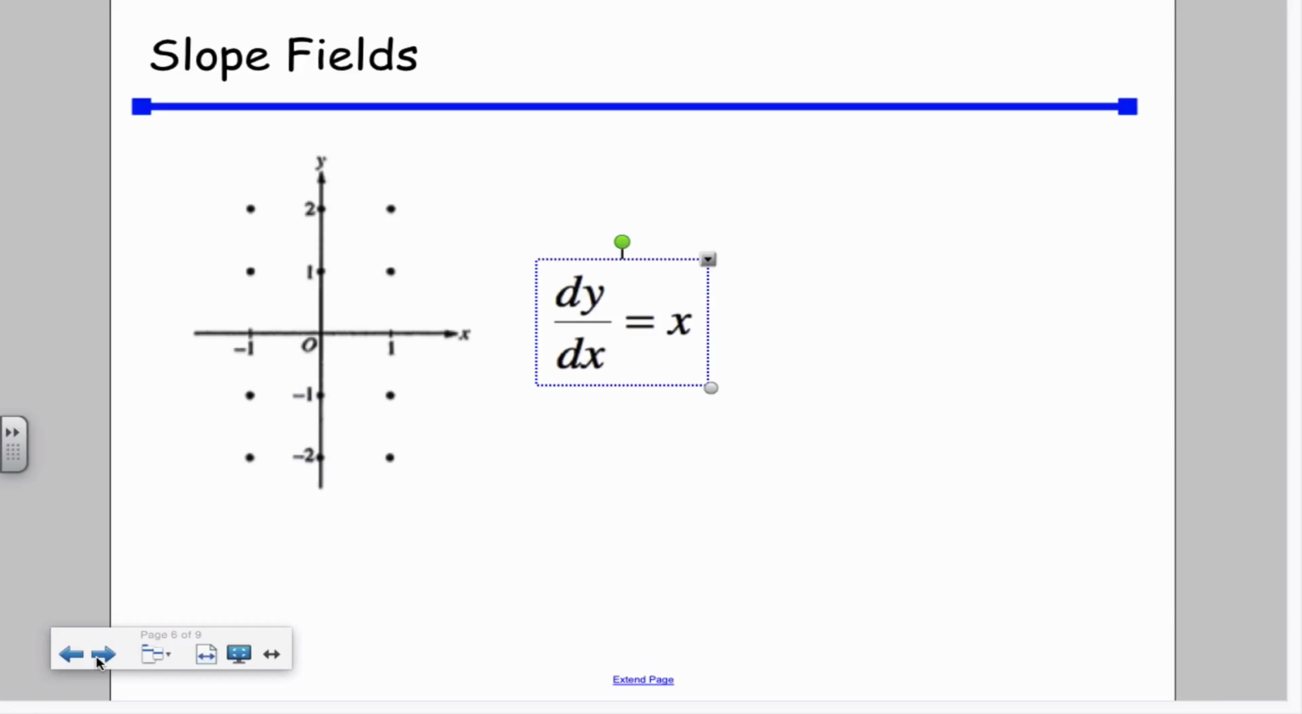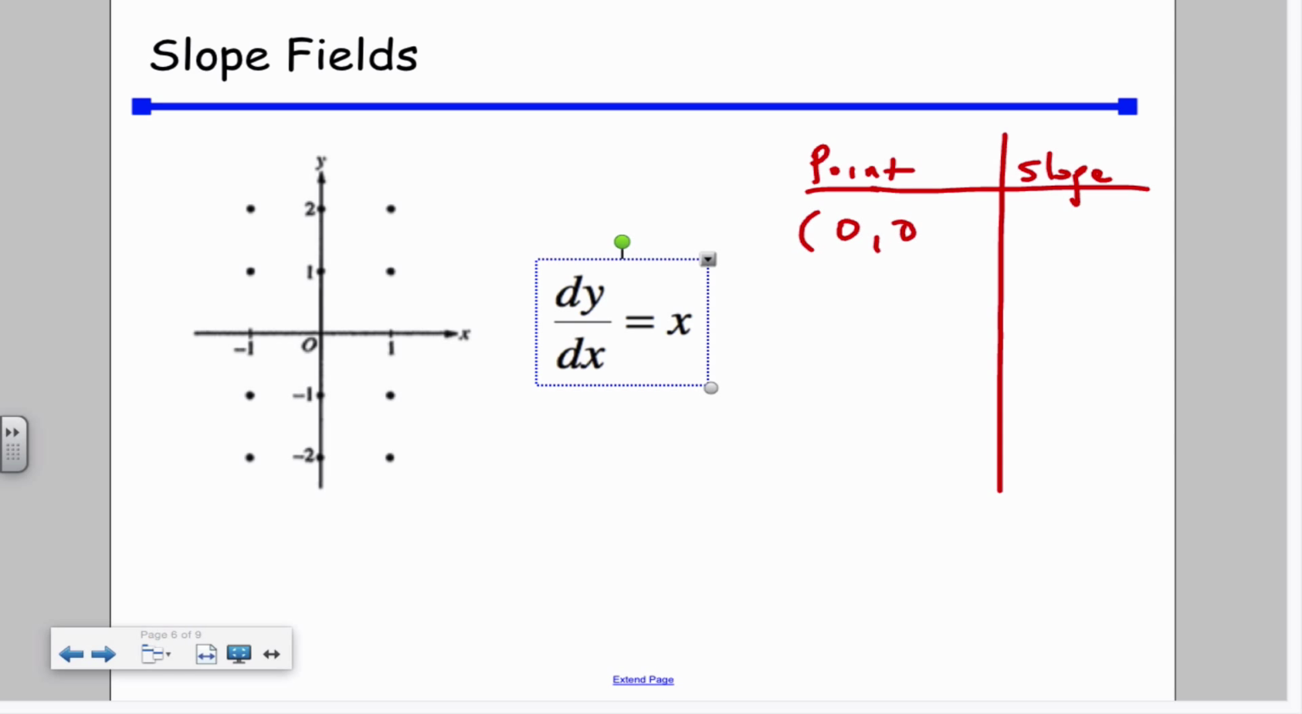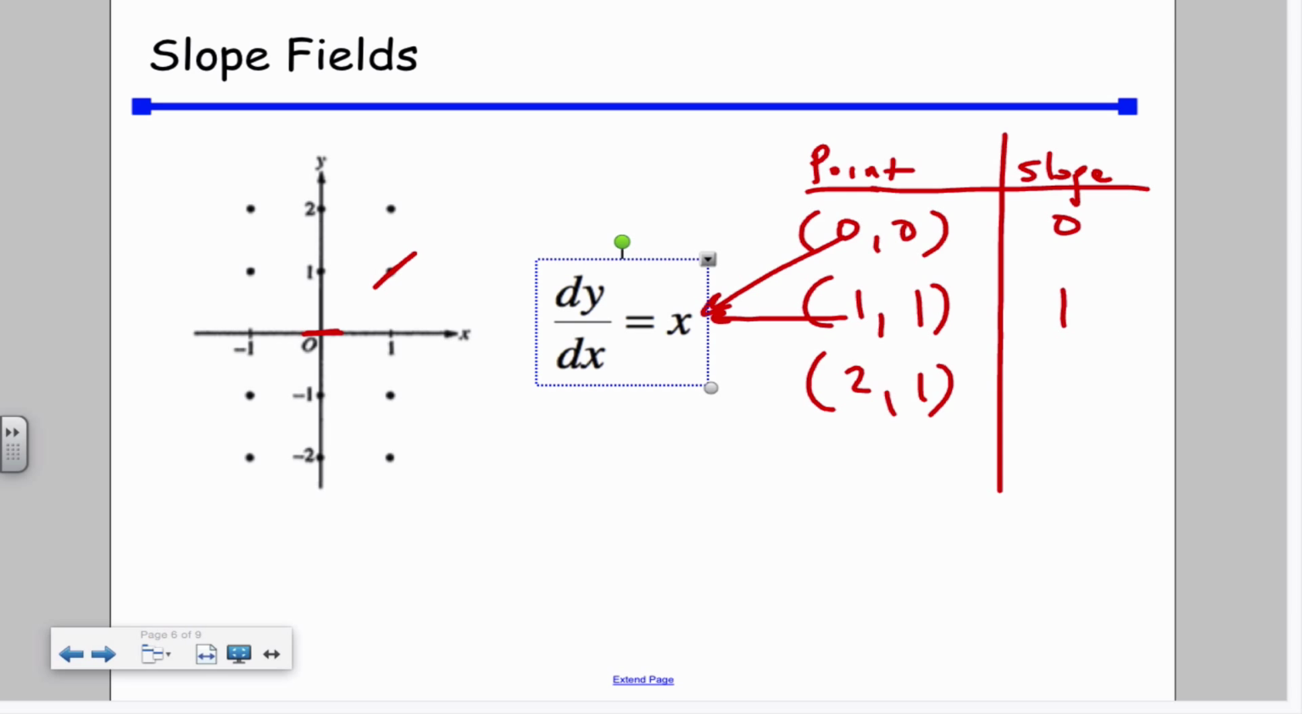We made slope fields, so let's just review how to do that. If I have dy dx equals x, that means my differential equation is x. So what I'm going to do is start making points. So we'll say point and slope. Okay, so at my point (0, 0), I'm just going to take the x-coordinate. So my slope would be 0. Okay, at my point (1, 1), take the x value again, so my slope would be 1. Okay, at (2, 1), my slope would be 2. So I'm going to draw that a little steeper. Okay, whoops, sorry, that's an error. That would be (2, 1), that would be out here, so my slope would be a little steeper over here.